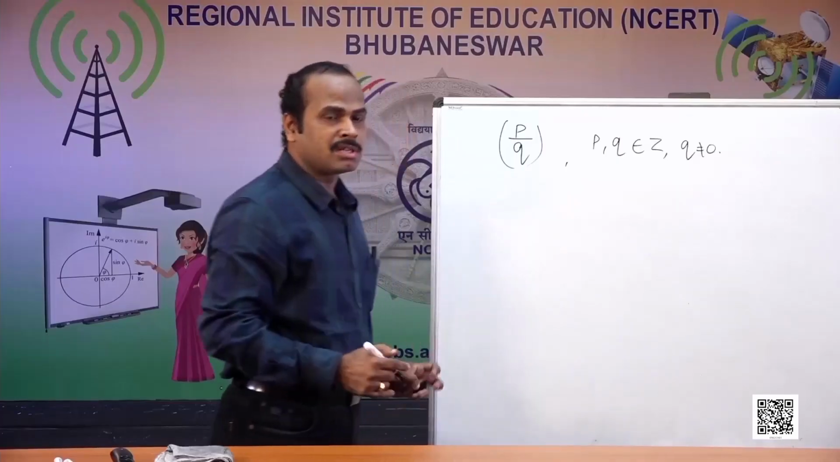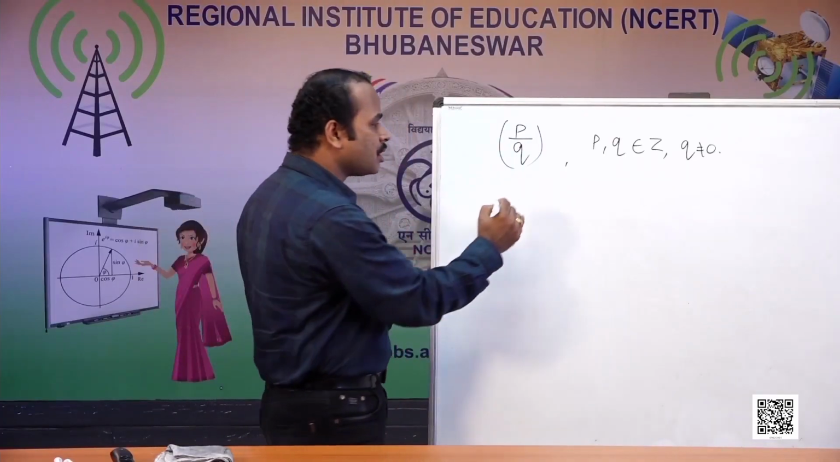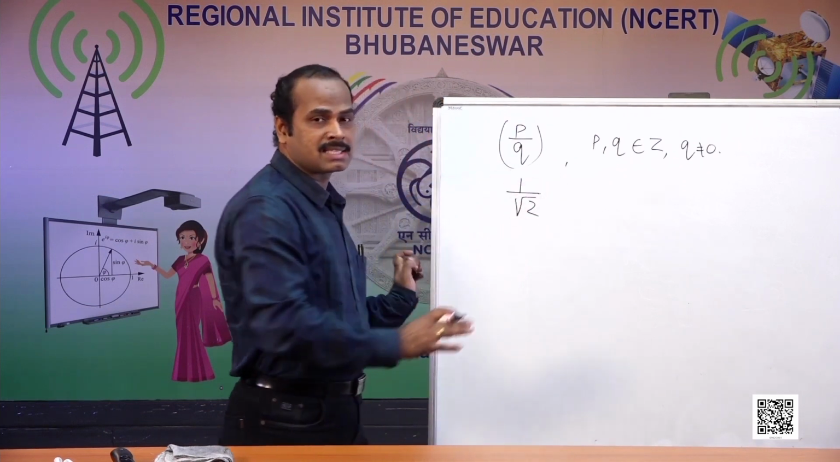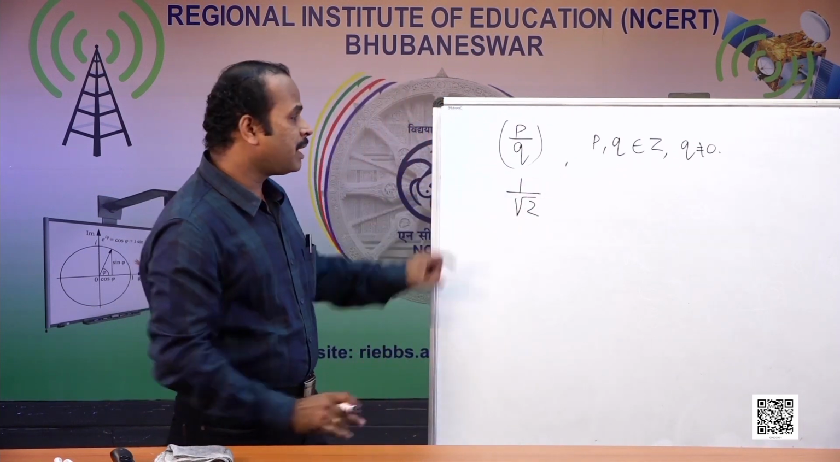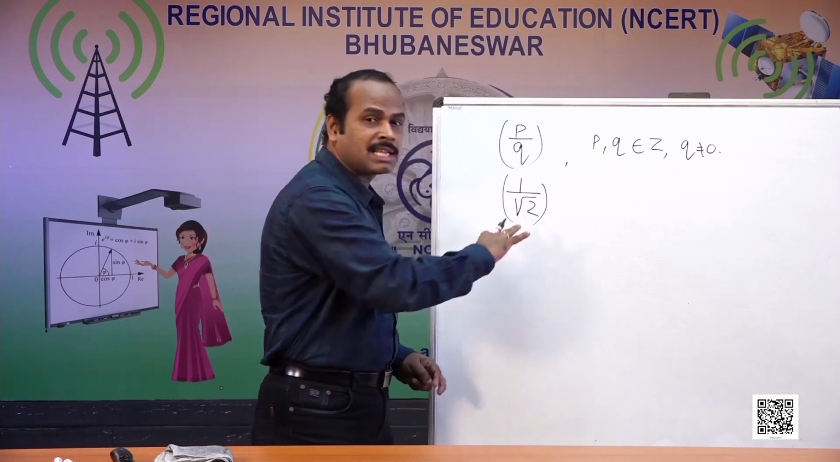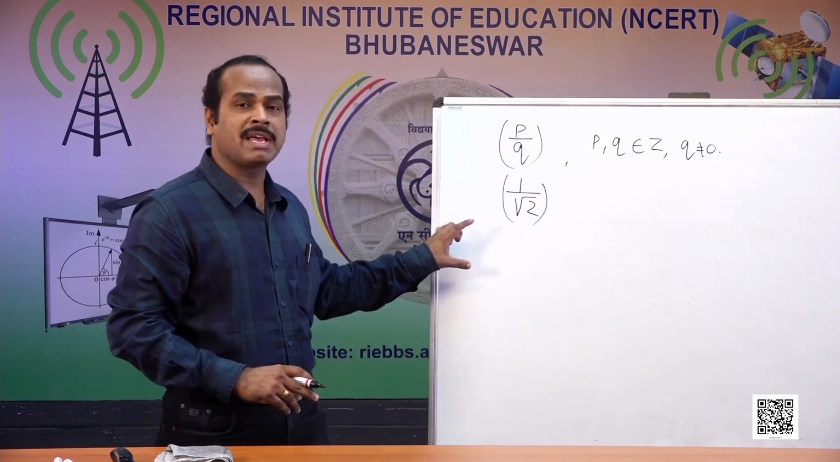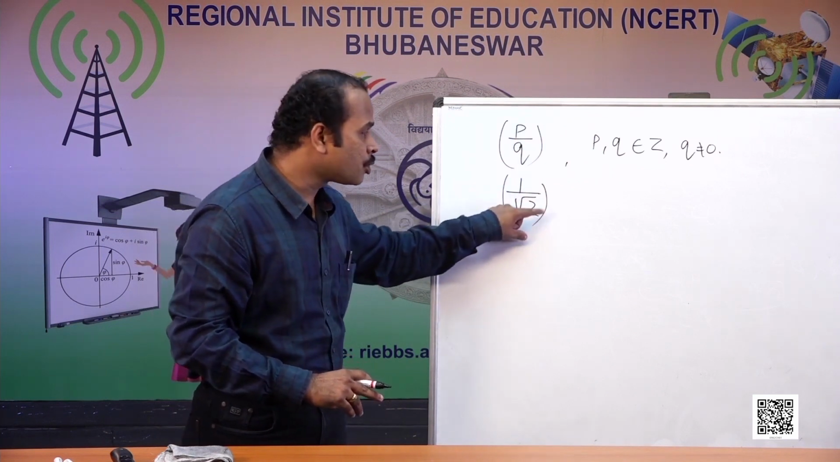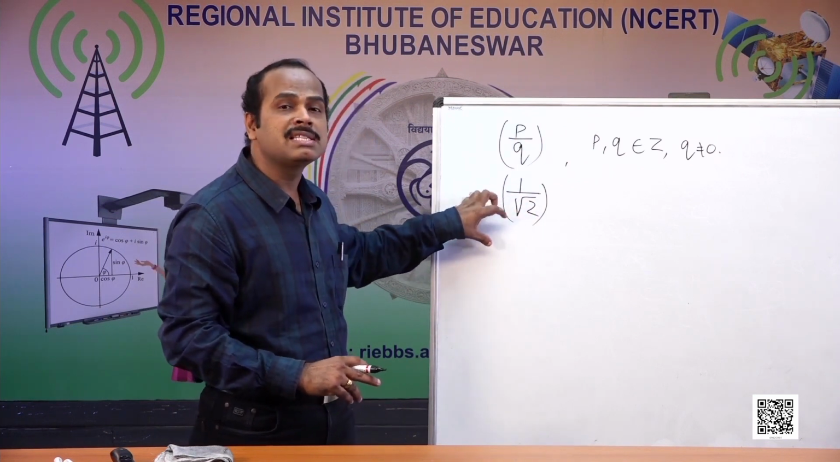So in expressions, when we write sometimes like this, suppose I write 1 by root 2, this is not at all a rational number, this is an irrational number. But this expression is called a rational expression. In such types of expressions, we always take that the denominator should not be in the irrational form.